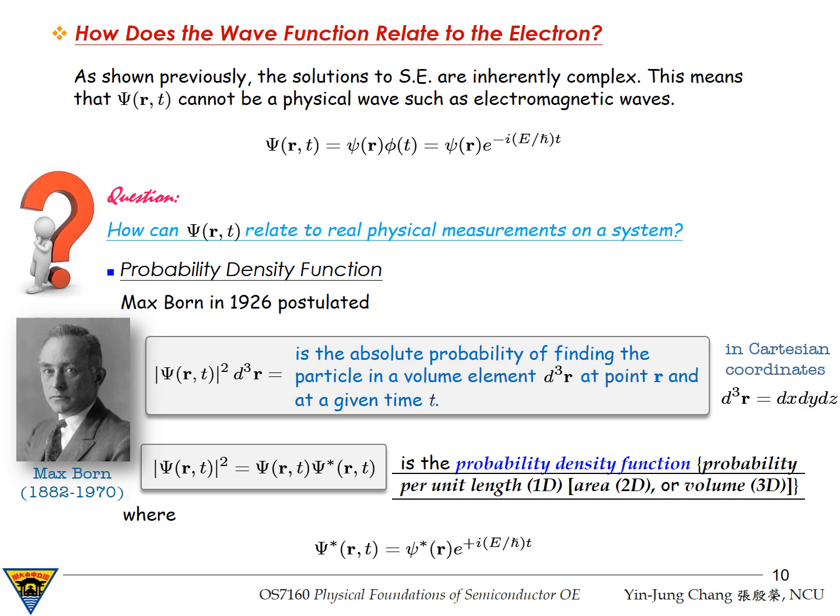This is why the wave function is so central. It may not itself be directly observable, but once we know it, we can calculate the probabilities of different measurement outcomes.